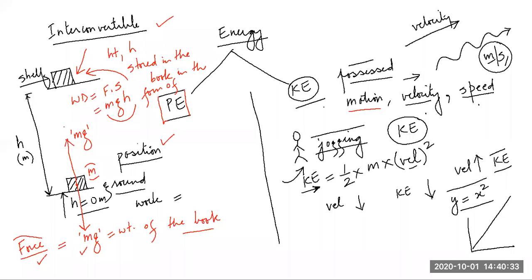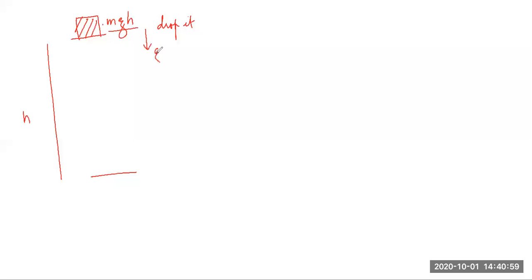Let's see how. Students, now the same book at height h is having a potential energy of how much? Tell me. mgh. Am I right? Okay. Suppose from the shelf you drop it. So it will drop with how much acceleration? Equal to g, 9.81 meter per second square. Am I right? When it will drop, it will get which energy?